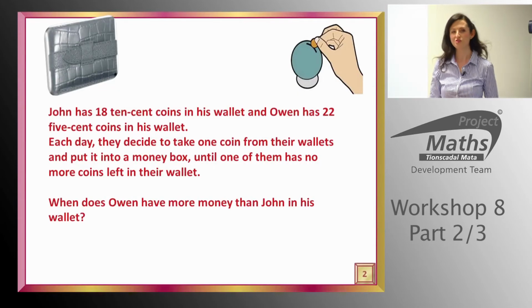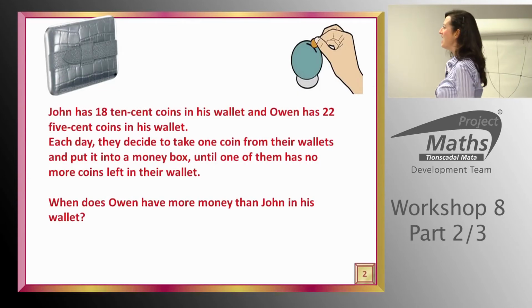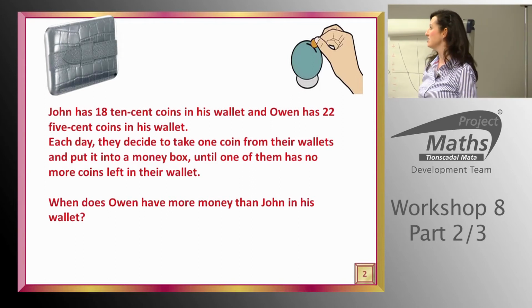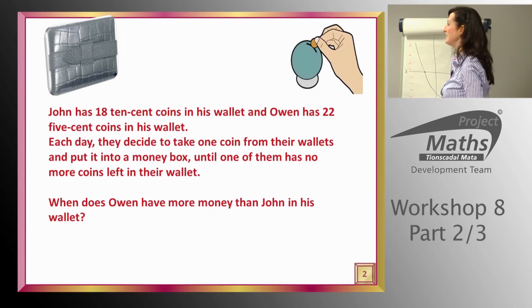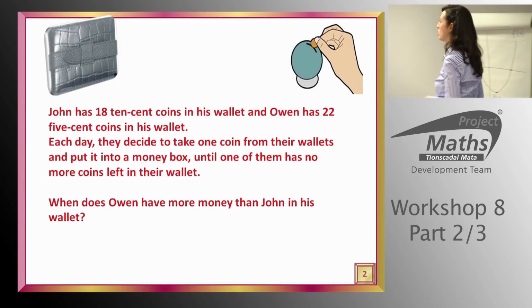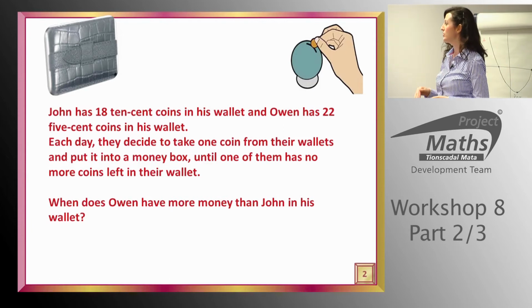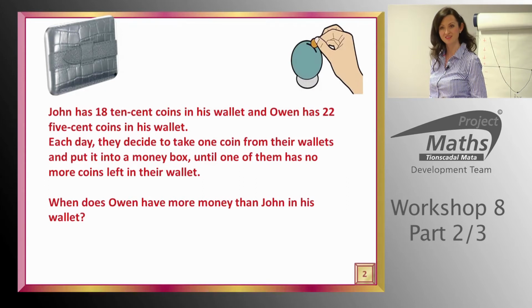Okay, so here's the problem. John has 18 10-cent coins in his wallet, and Owen has 22 5-cent coins in his wallet. Each day they decide to take one coin from their wallets and put it into a money box until one of them has no more coins left in their wallet. When does Owen have more money than John in his wallet?